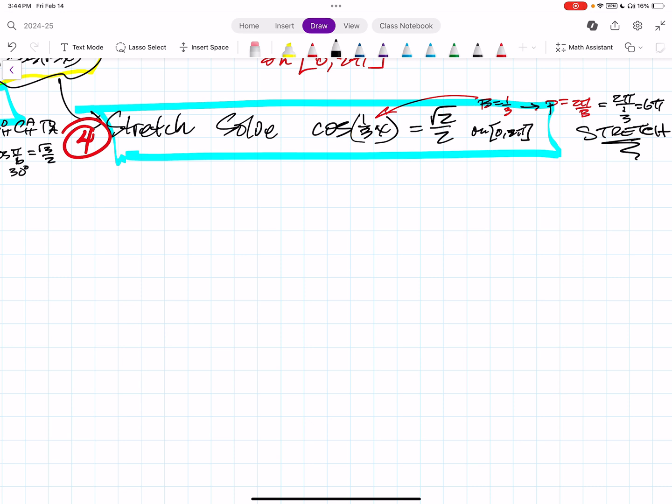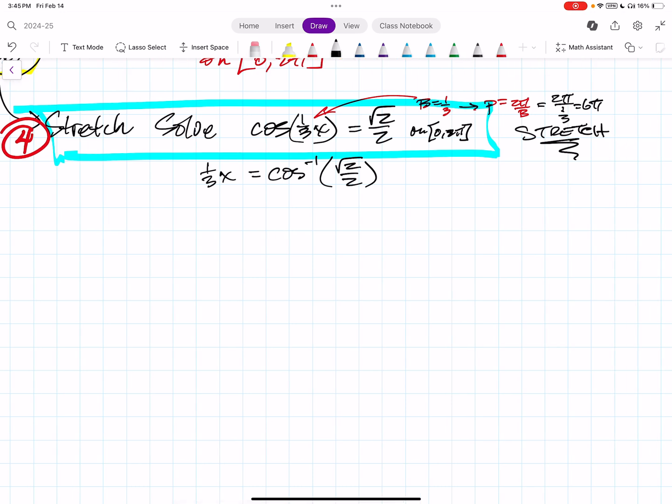All right, so what do we have? Well, let's start taking the inverse, because that's what we're doing. We talked about how to take an inverse. So 1/3 x is equal to the inverse cosine of radical 2 over 2. And we want to find all solutions from 0 to 2 pi.